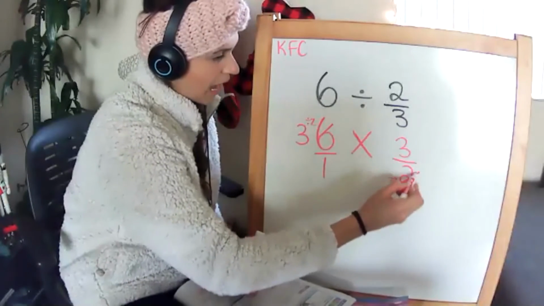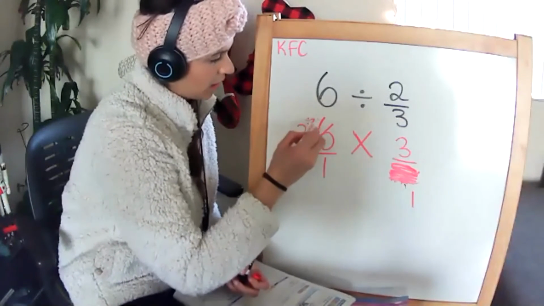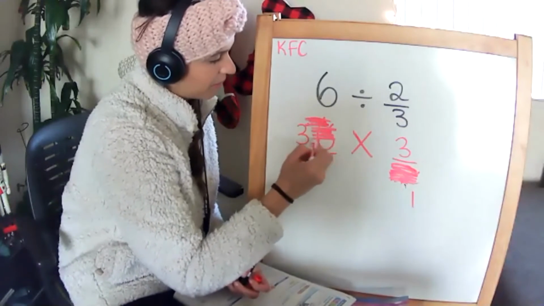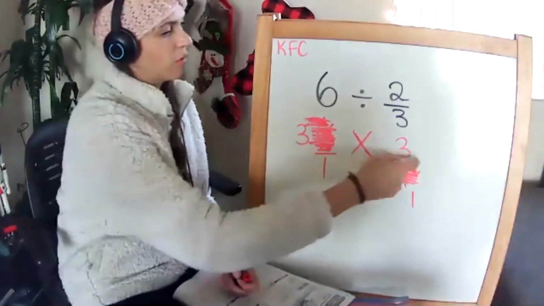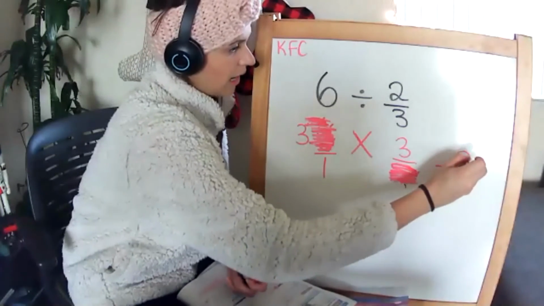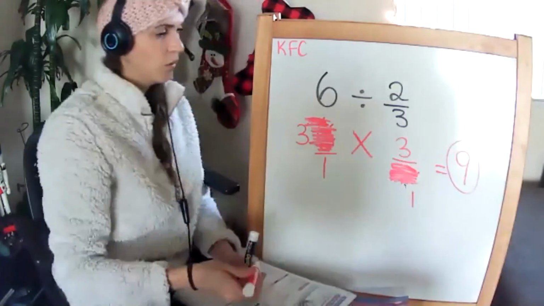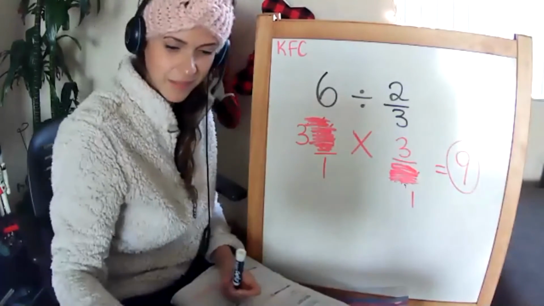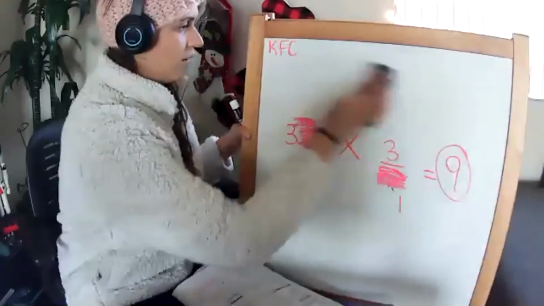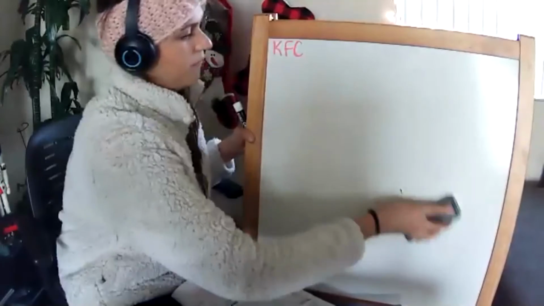3 over 1. I'm going to cross this out because I don't need it anymore. Now 3 times 3 equals 9. 1 times 1 equals 1. We don't need to write that because it's pointless. All right, we did it, everybody.